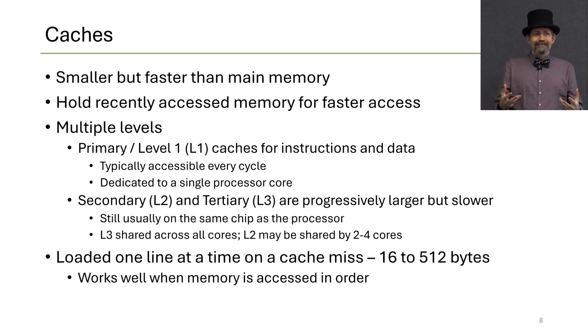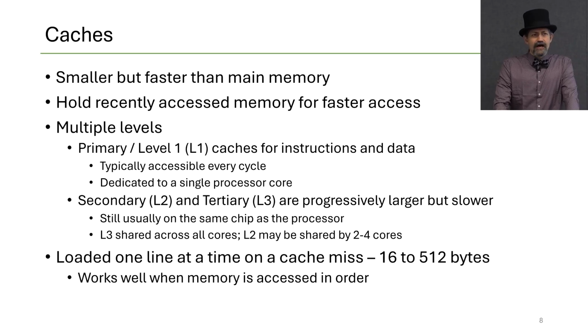the smaller, the closer levels, like L1 cache, will be accessible very quickly and will be dedicated to a single processor core, so that L1 memory is very, very close to the processor, but it can only hold a little bit of data. So it's nice to have a second level of cache. An L2 level of cache might be on the same chip as the processor and might be shared by, say, 2 to 4 cores, whereas L3 would be shared by all cores. Each level is larger than the previous level, but also slower to access because it's further from the core of the processor.